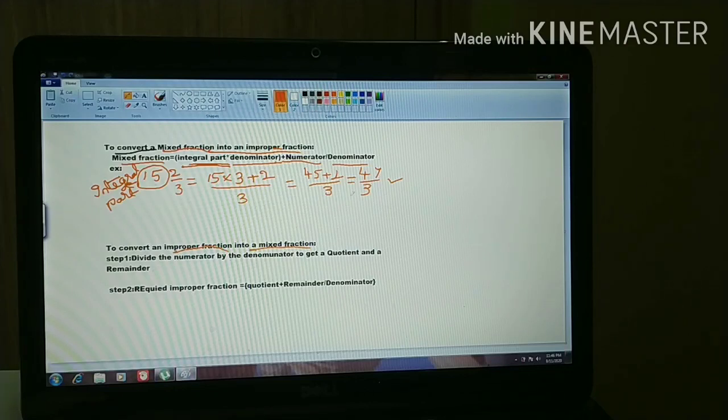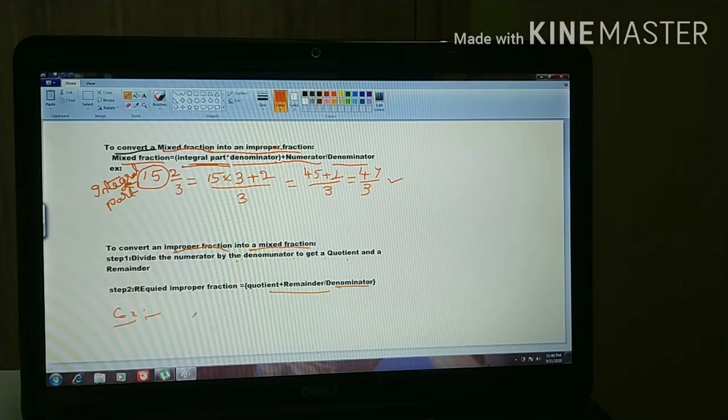Now reverse. They will give an improper fraction, and we have to convert it into a mixed fraction. Step 1: Divide the numerator by the denominator to get a quotient and a remainder. The required mixed fraction equals the quotient plus the remainder divided by the denominator. Let's see this with one example.